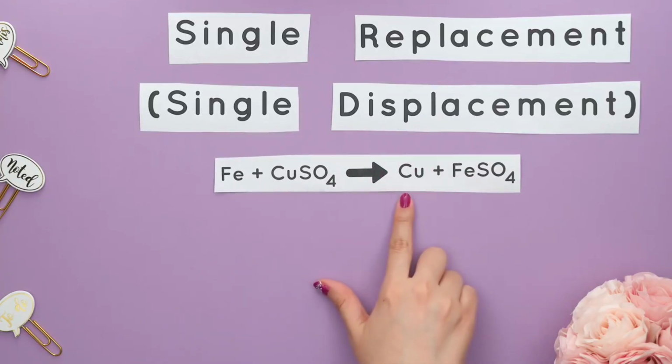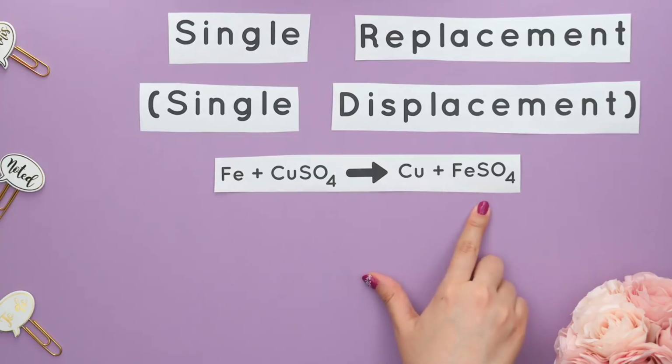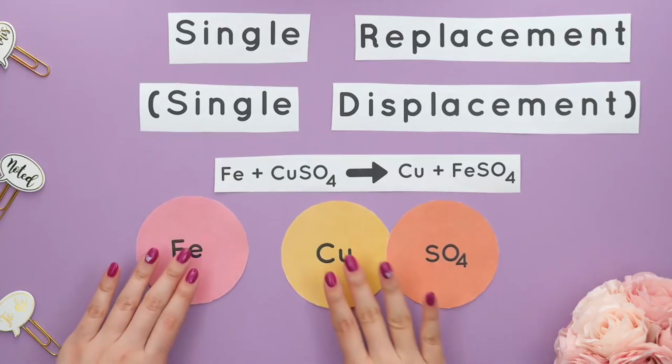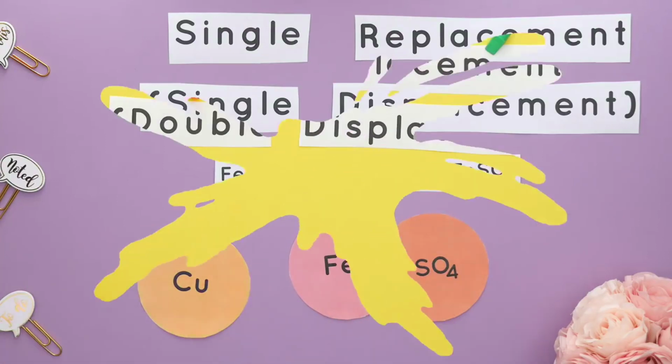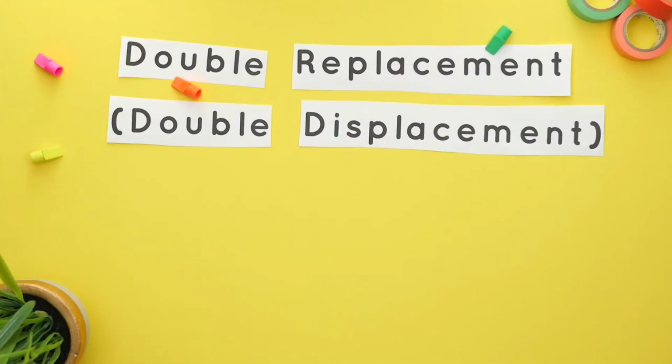Then we have, of course, single or replacement reaction. And replacement reaction is of two kinds: single replacement and double replacement. In single replacement, you simply have the replacement of an ion. As you can see here, iron is replacing copper in this reaction. They also have double displacement reaction.